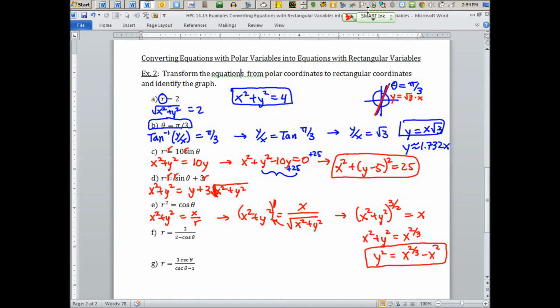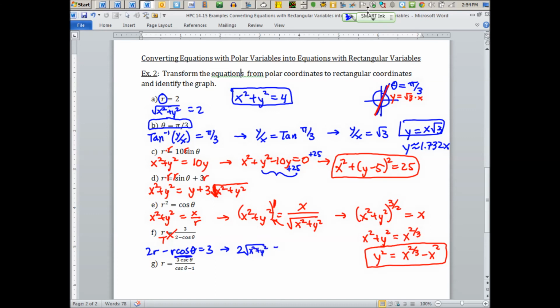Okay, this next one, I would probably want to cross multiply first. So if I multiply this way and this way, I might get a better look at this problem. Let me switch to blue. I'm going to get 2r minus r cosine theta equals 3. But r is square root of x squared plus y squared.